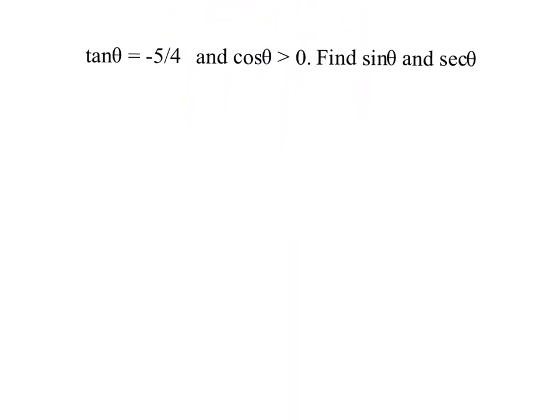So here's an example of what we're going to do. We're first told that tangent is negative 5/4 and cosine is greater than 0. So we're looking at cosine being positive, and we're trying to figure out which quadrant we're talking about. This could be anywhere in all four quadrants. So I first set up my triangle talking about tangent being negative. Now tangent is positive in the first and the third, so that means tangent is going to be negative in the second and the fourth.